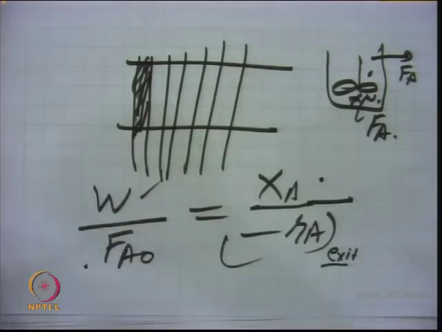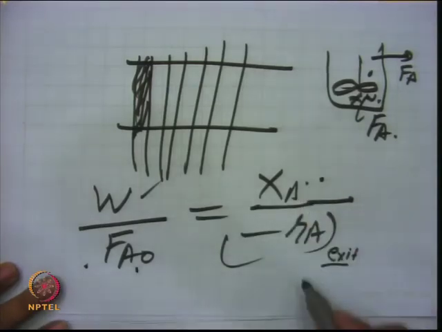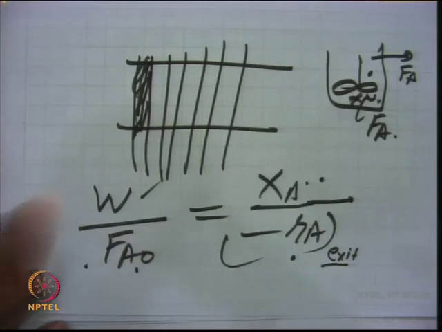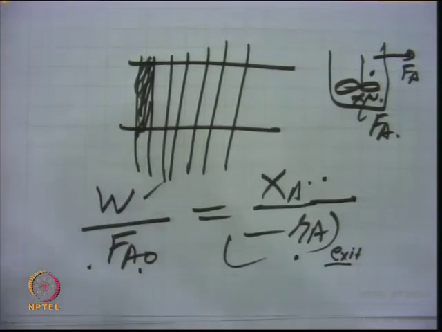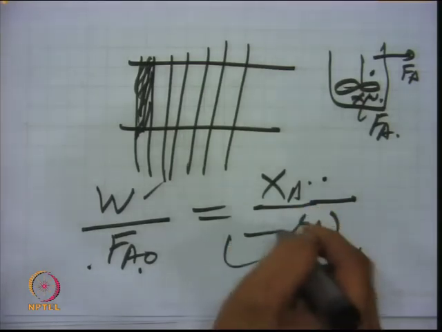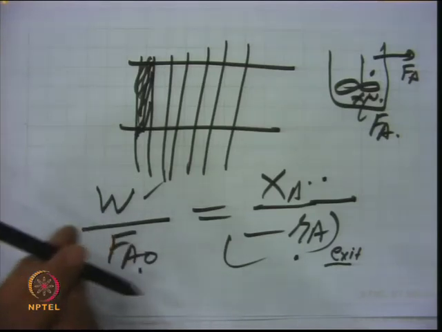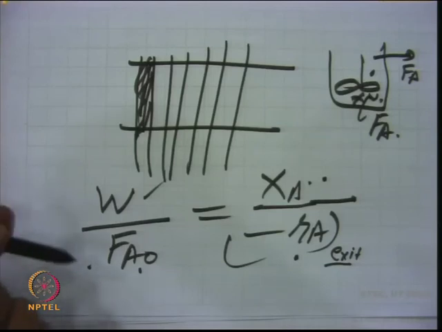Because here there is complete mixing, conversion can be 80%, 90%, 70%, whatever the value. So in this case W/F_A0 is equal to X_A upon -R_A, and R_A is evaluated at the exit concentration. So for 90% conversion, you directly take X as 0.9. You need not integrate the expression, because it is a completely well-mixed reactor. This is the expression for the CSTR.